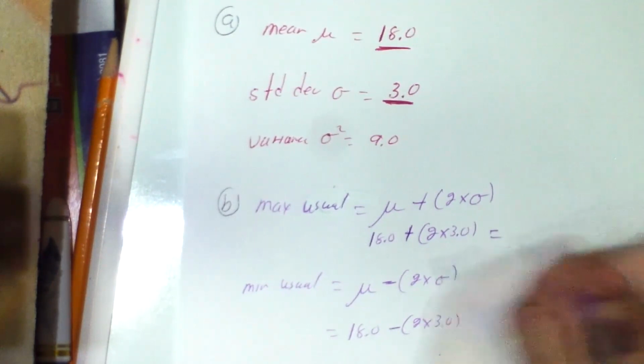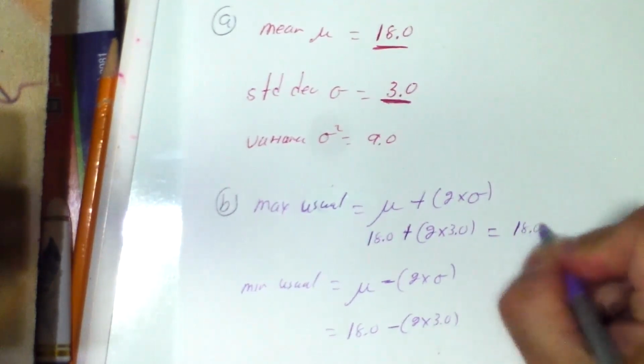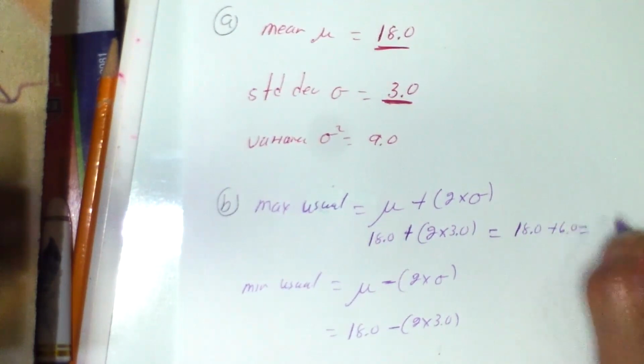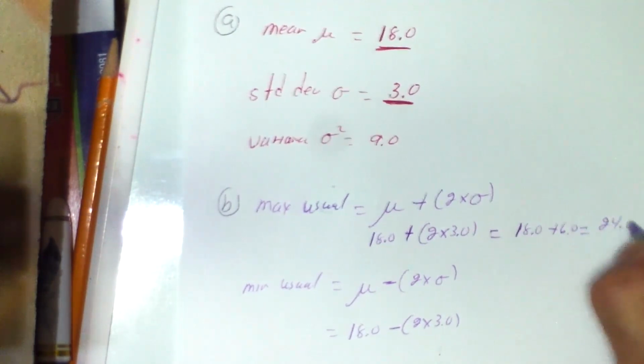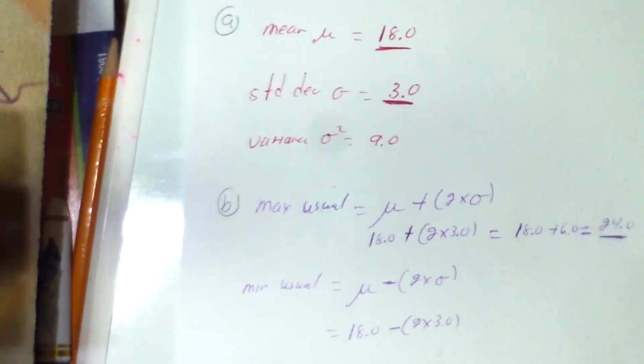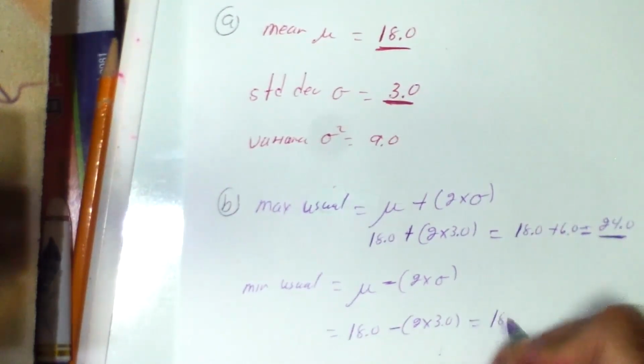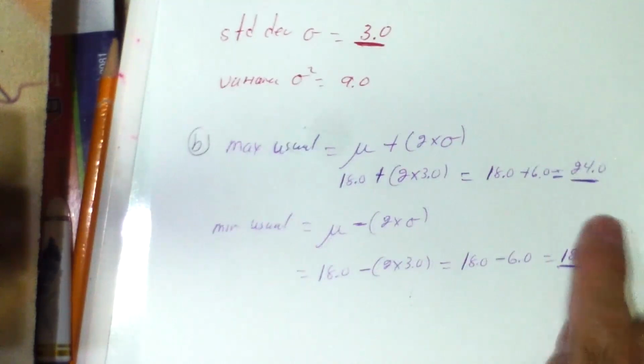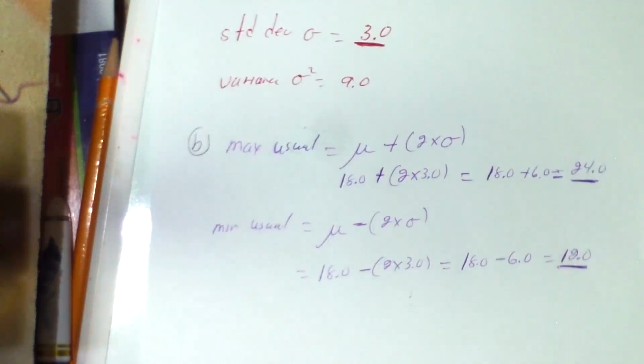So I'm going to compute it. 18.0 plus 6.0 is 24.0. And the other one is 18.0 minus 6.0, that is 12.0. There's my max and minimum.